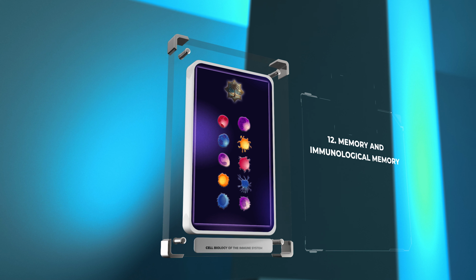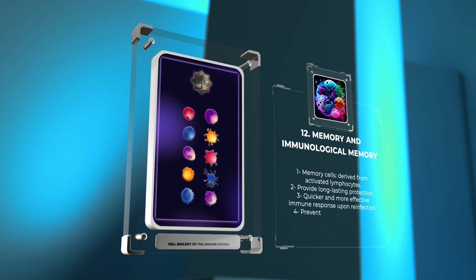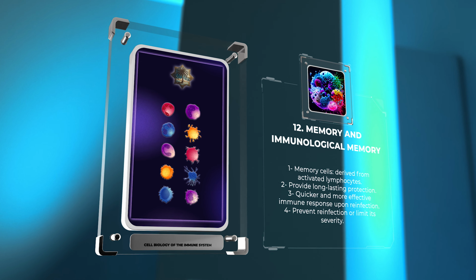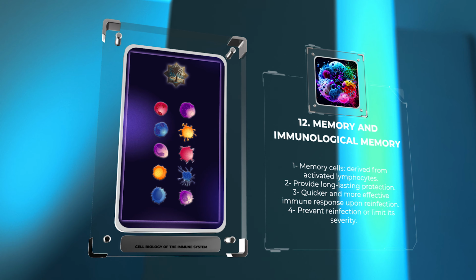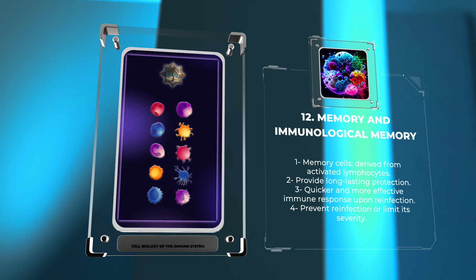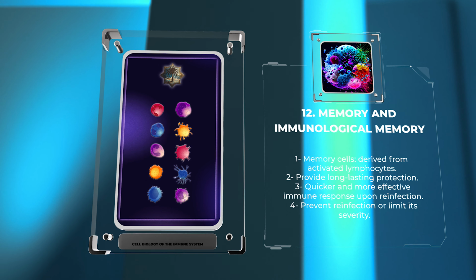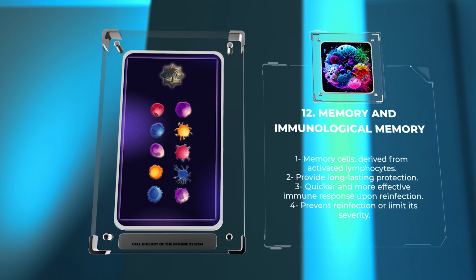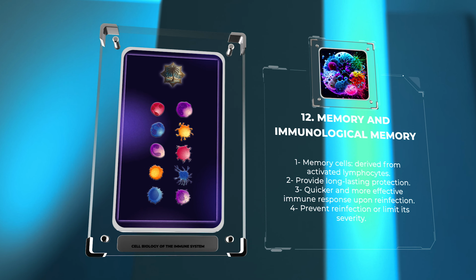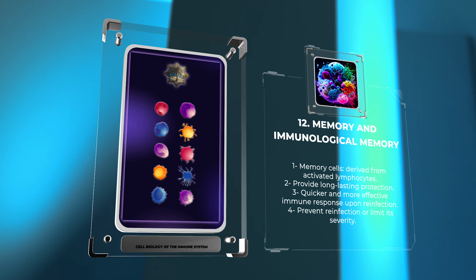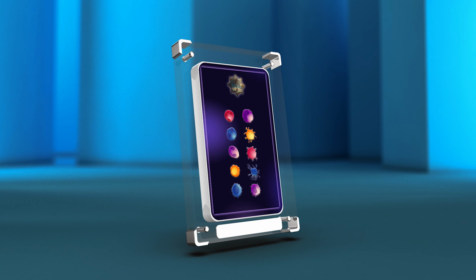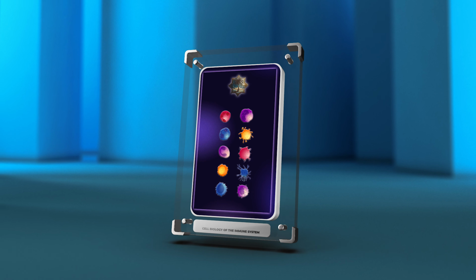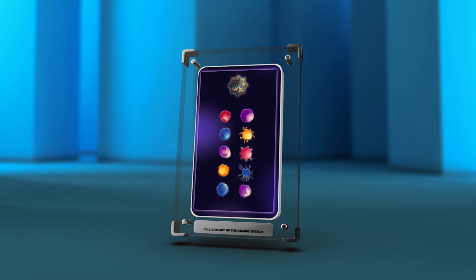The immune system retains memory of previous encounters with pathogens, enabling quicker and more effective responses upon reinfection. Memory cells, derived from activated lymphocytes, provide long-lasting protection. During a subsequent encounter with the same pathogen, memory cells quickly recognize and mount a robust immune response, preventing reinfection or limiting its severity.